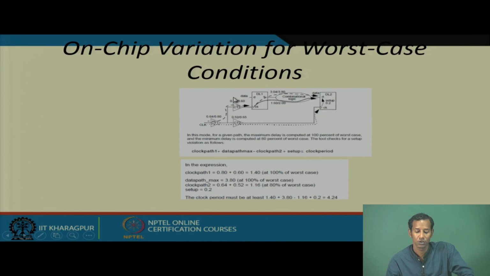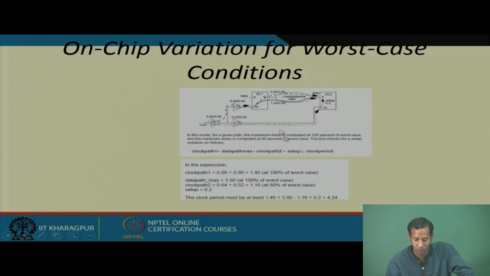So, this is on-chip variation for the worst case condition. Again, for this setup you can consider this clock path 1 here. On-chip variation means you have to consider both the minimum and the maximum, depending on the process, voltage, temperature variation condition. So here you are considering that for the worst case the delay is 0.8 plus 0.6, so 1.4.